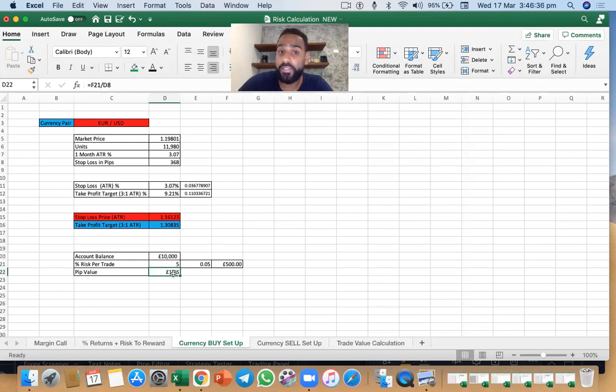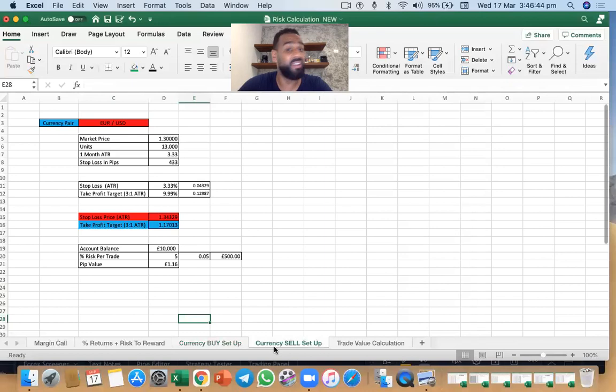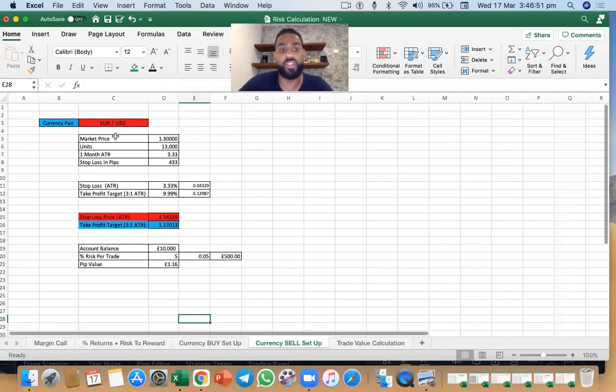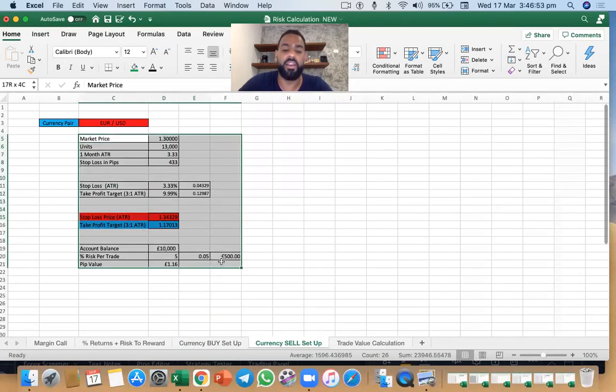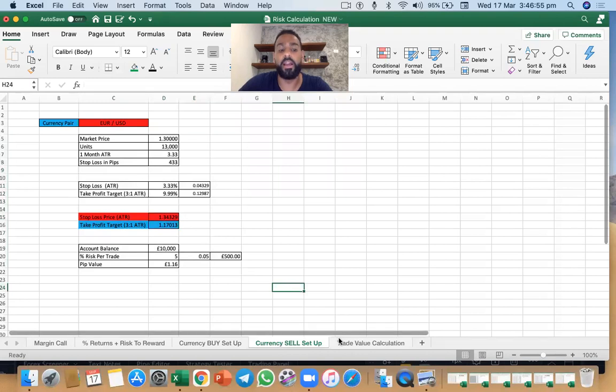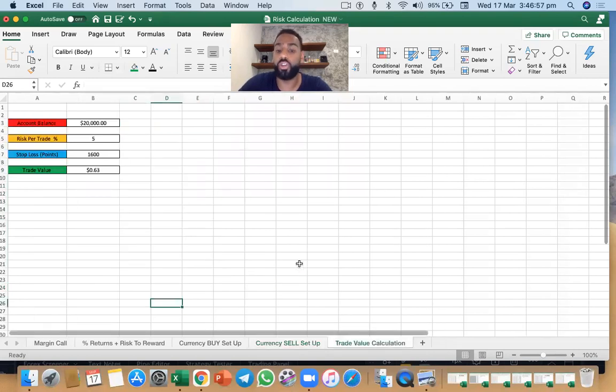But I know some of you guys may not be looking to buy a currency pair. You could be looking to sell a currency pair. And here we have the sell setup, and all you do here is exactly the same. This calculation is just for selling a currency pair. So when you're selling a currency pair, you do exactly the same thing and you get the same answer. However, guys, I know you're not always just going to trade currency.